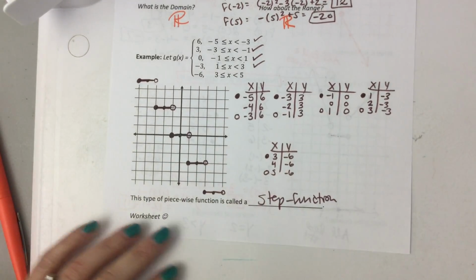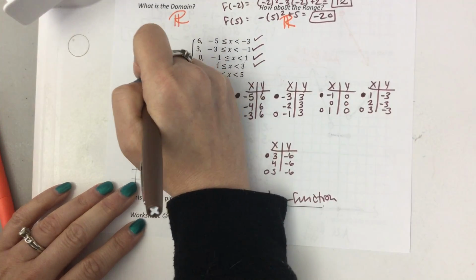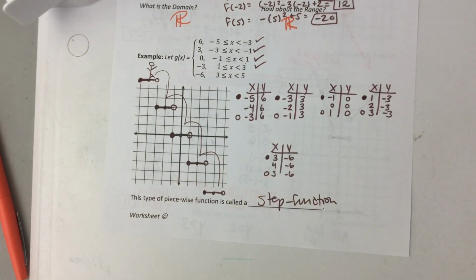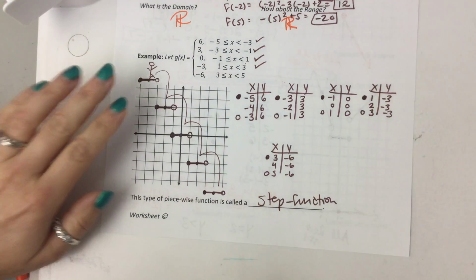So this is called a step function because if you visualize a little dude, he can go doink, doink, doink, doink, and he can like hop right down the steps. It's like a video game. All right, guys, that's graphing piecewise functions and also reviewing how do you evaluate piecewise functions.